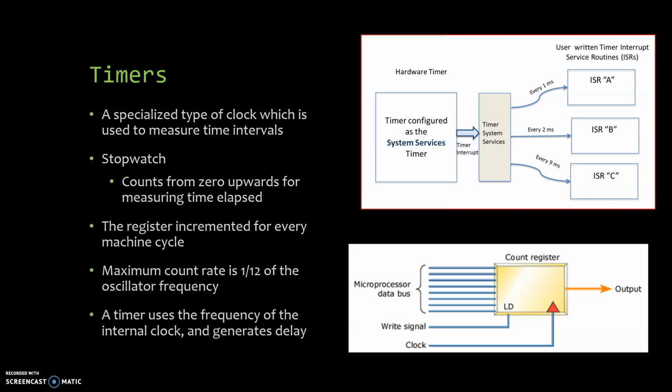The register increments for every machine cycle. So for a while loop, if you have the increment at the bottom, it will go through the steps in the code, and when it gets to the bottom, it will increment or add to the time. The maximum count rate is 1/12 of the oscillator frequency, and a timer uses the frequency of the internal clock and generates a delay. The pictures show how a timer works from the hardware to the software and then to the output.